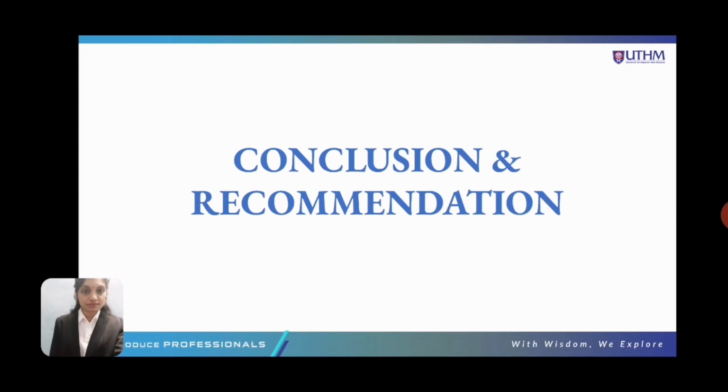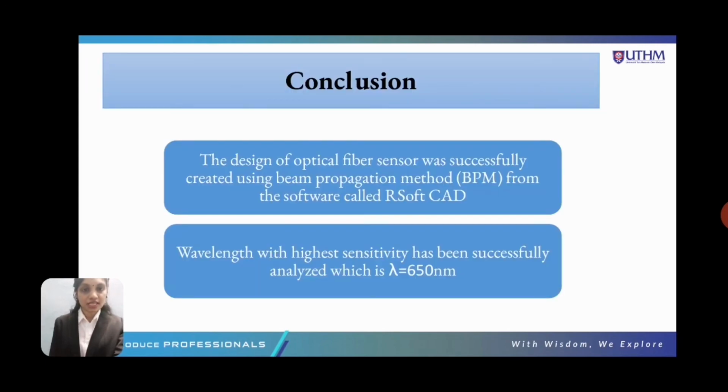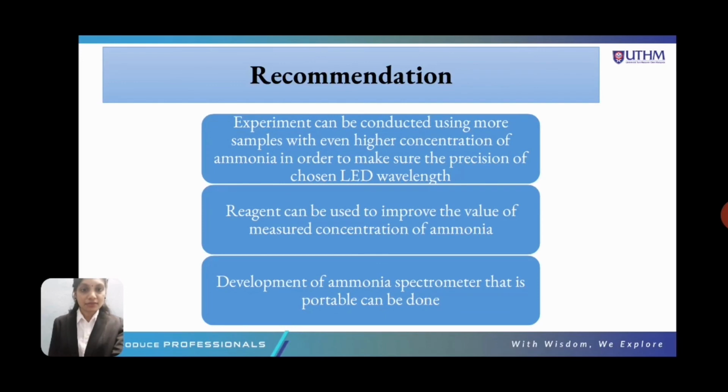Conclusion and recommendation. The conclusion of this project is that the design of the optical fiber sensor was successfully created using the beam propagation method in the software called RSoft CAD, and the wavelength with the highest sensitivity was successfully analyzed, which is 650 nanometer. The recommendations are that the experiment can be conducted using more samples with even higher concentrations of ammonia to make sure of the precision of the chosen LED wavelength. Reagent can be used to improve the value of the measured concentration of ammonia, and a portable ammonia spectrometer can be developed.